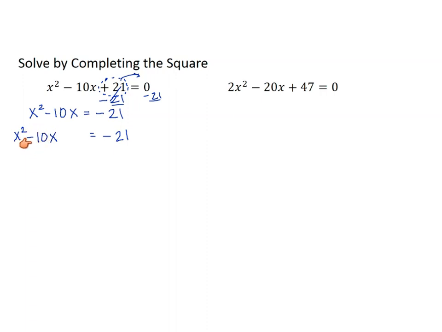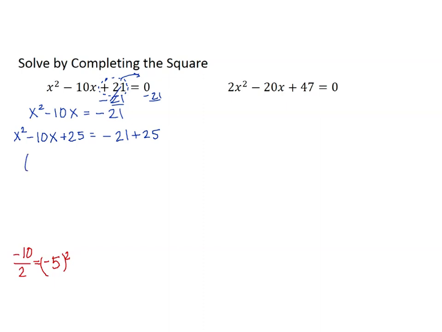I'm going to take my x term, my negative 10, the coefficient for the x. I'm going to divide it by 2. I'll write it down here in the bottom. I'll take my negative 10, divide it by 2, and I get negative 5. And then I'm going to square that negative 5, and that'll give me positive 25. So that's the number I have to fill in here. And that's also the number that gets filled in on the other side.